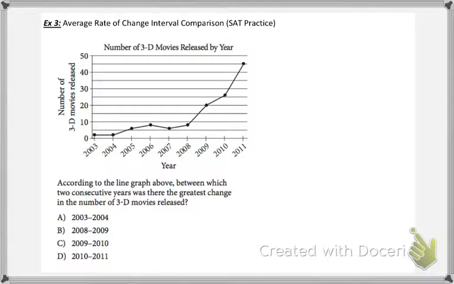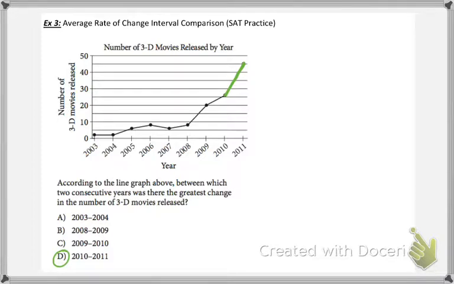And you can clearly see on the graph that this is the most significant change right here, because it has the steepest slope. And so we always compare average rate of change with slope. So between 2010 and 2011 is where the highest rate of change in 3D movies released occurred.